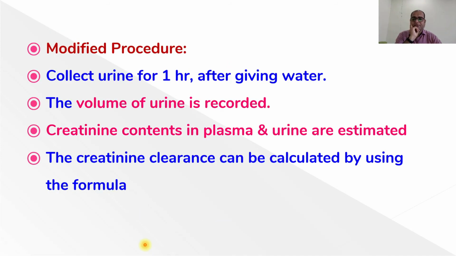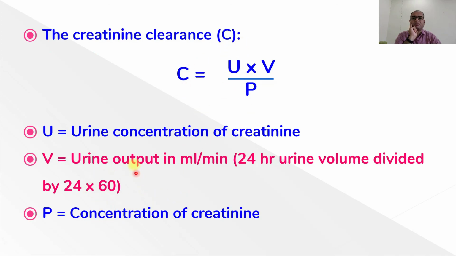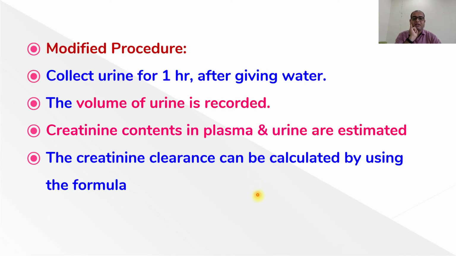We can utilize a modified procedure as well. Collect the urine for 1 hour, don't collect for a longer period, or you can collect for 2 hours, 3 hours or 6 hours, depending on the period you specify. Measure the volume of the urine, and during that period the creatinine content in the plasma and urine are estimated. Instead of per minute, if we have taken 1 hour, it will be 1 into 60.